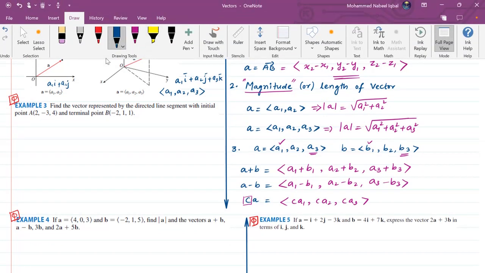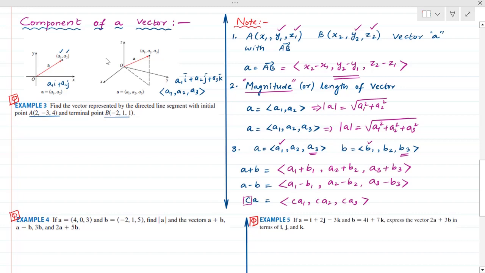Now find the vector represented by the directed line segment with the initial point and the terminal point. Since two points are given, first you have to find the vector. So how will you find the vector AB? The vector AB direction has initial point A and the final terminal point B. So just subtract.